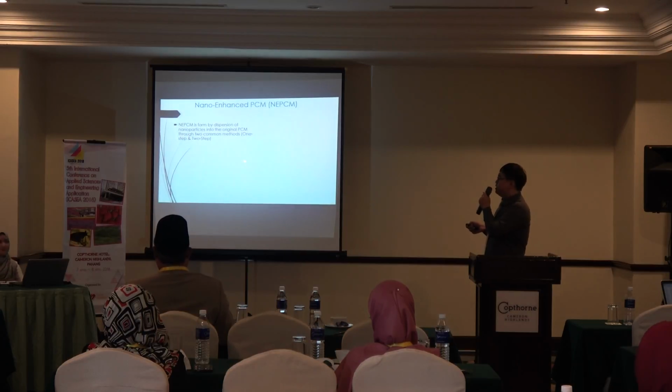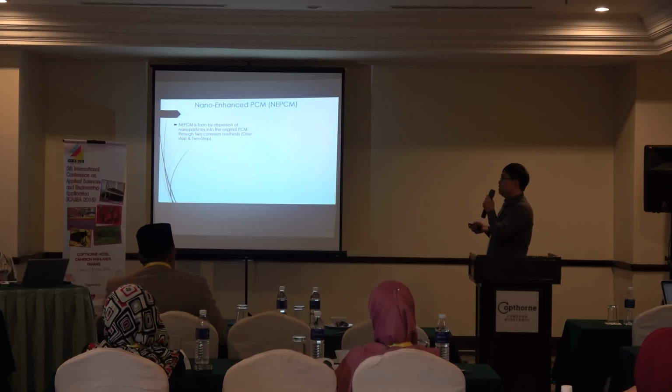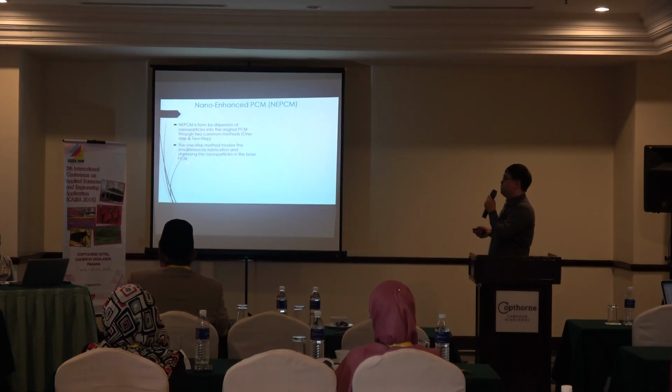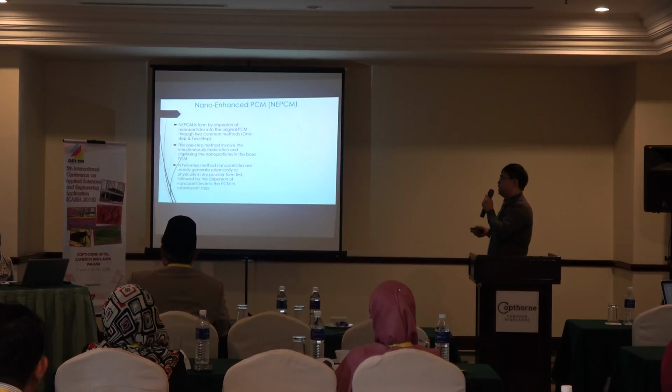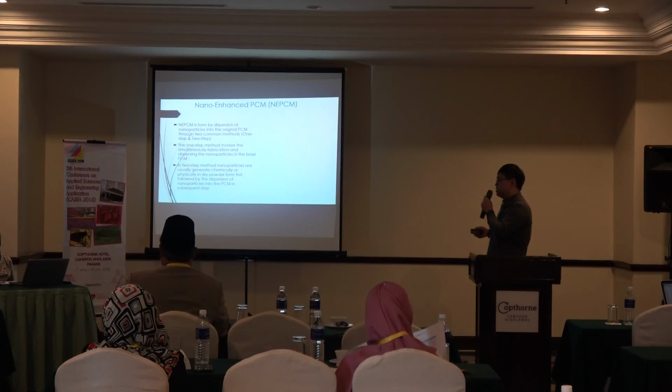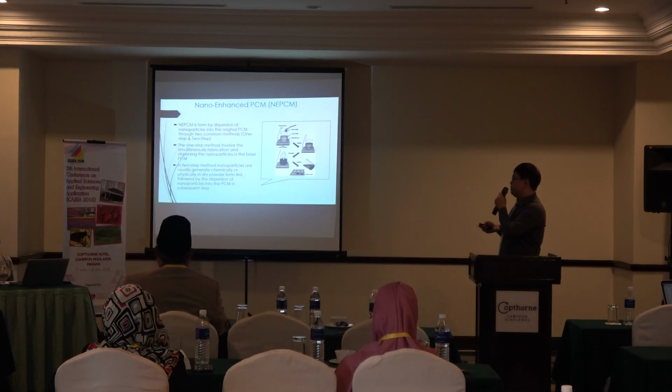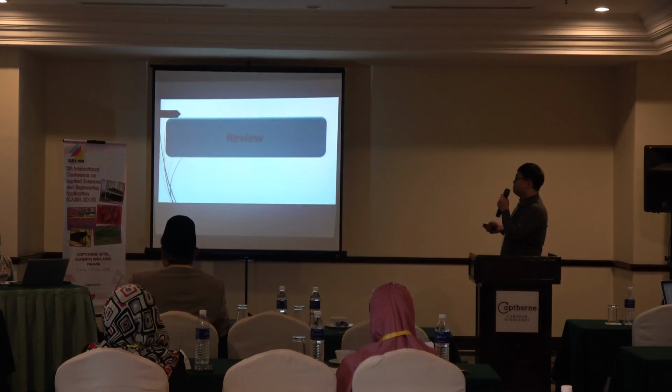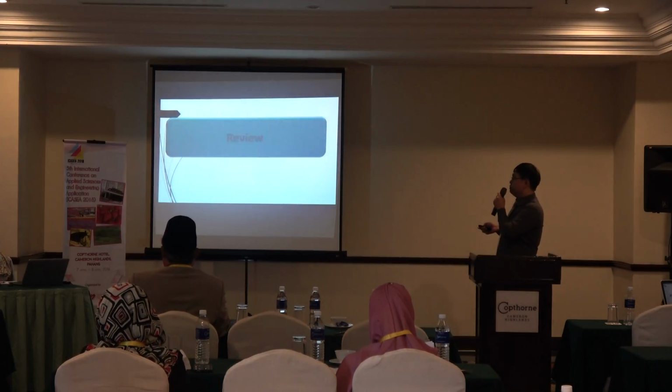So a nano-enhanced phase change material can be formed by dispersion of nanoparticles into it through two common methods, which are the one-step method or the two-step method. The one-step method involves the simultaneous fabrication and dispersion of the nanoparticles into the base PCM, while in the two-step method, the powder of the nanoparticles is usually generated first, and the dispersion of the nanoparticles happens in the subsequent step. So this is an example of the two-step method. Next I will go through the review.